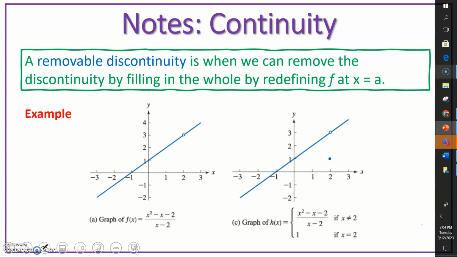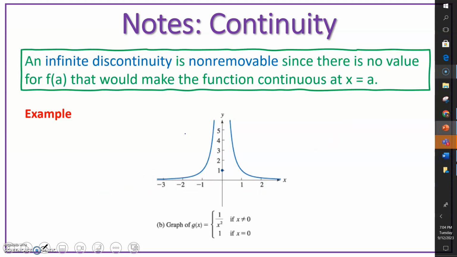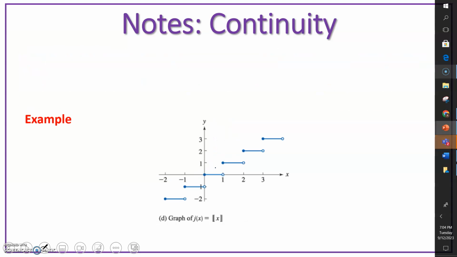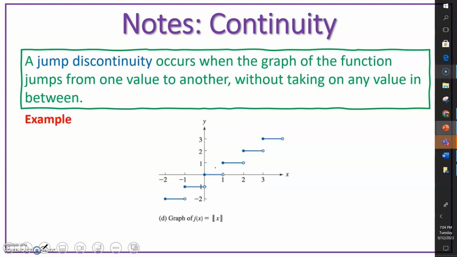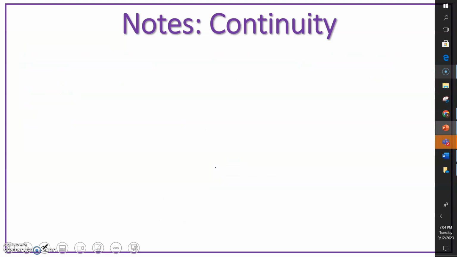A discontinuity can be defined as removable if I could simply fill in the hole by redefining x at that hole. A discontinuity is considered non-removable if there's no value that would fill in the hole. For example, when you have an asymptote, a single point cannot fill in that gap. And then we have what are called jump discontinuities, and those occur when the graph of the function jumps from one value to another without taking on any values in between.